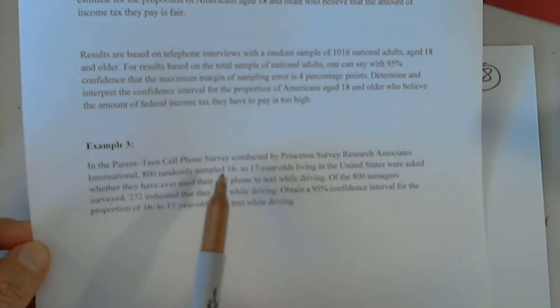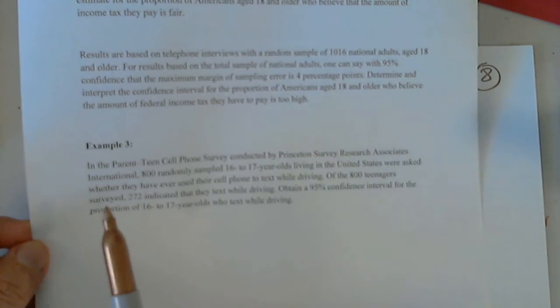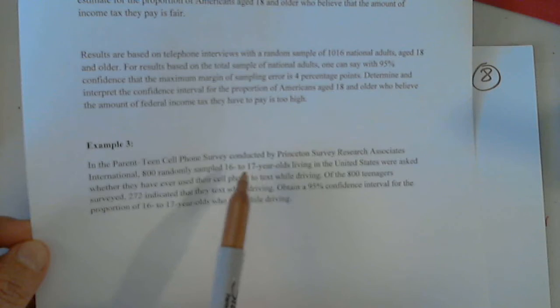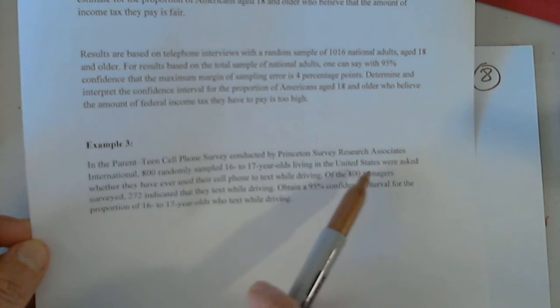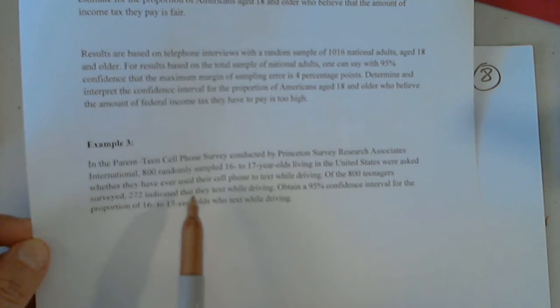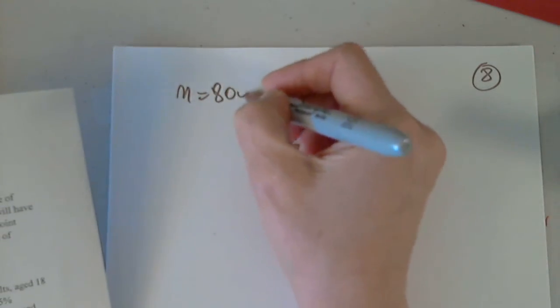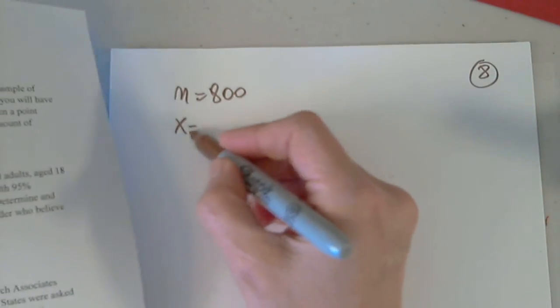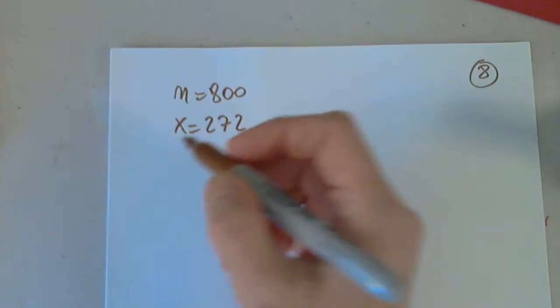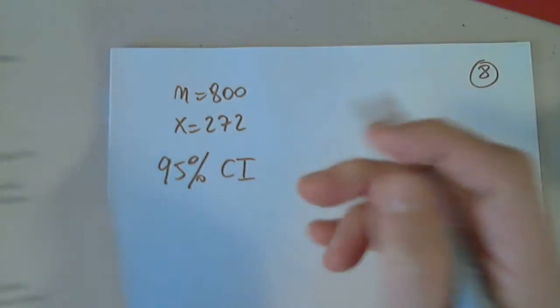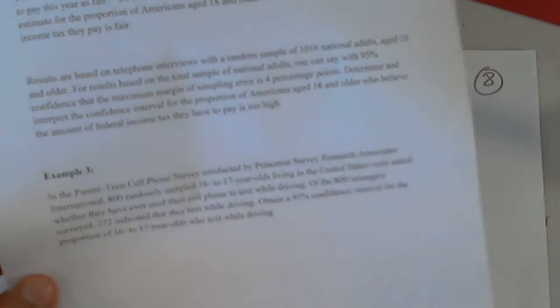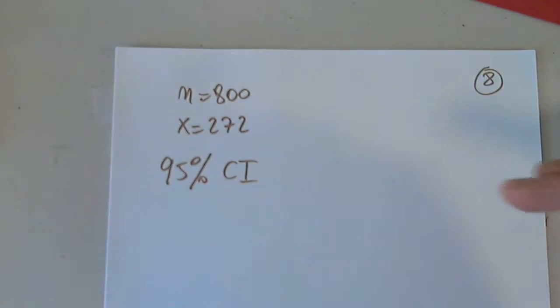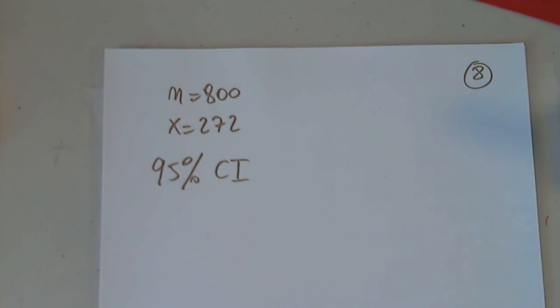In the Parent-Teen Cell Phone Survey conducted by Princeton Survey Research Associates International, 800 randomly sampled 16 to 17-year-olds living in the United States were asked whether they have ever used their cell phone to text while driving. So the sample size is 800. Of the 800 teenagers surveyed, 272, X equals 272, indicated that they text while driving. Obtain a 95% confidence interval for the proportion of 16 to 17-year-olds who text while driving. Okay.